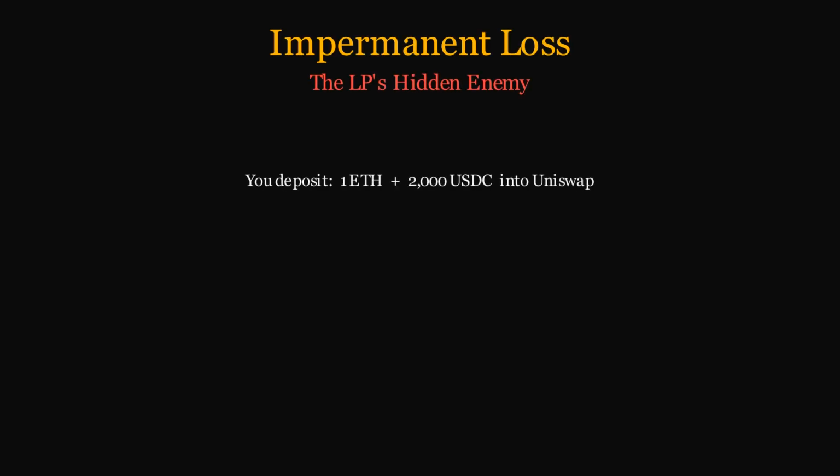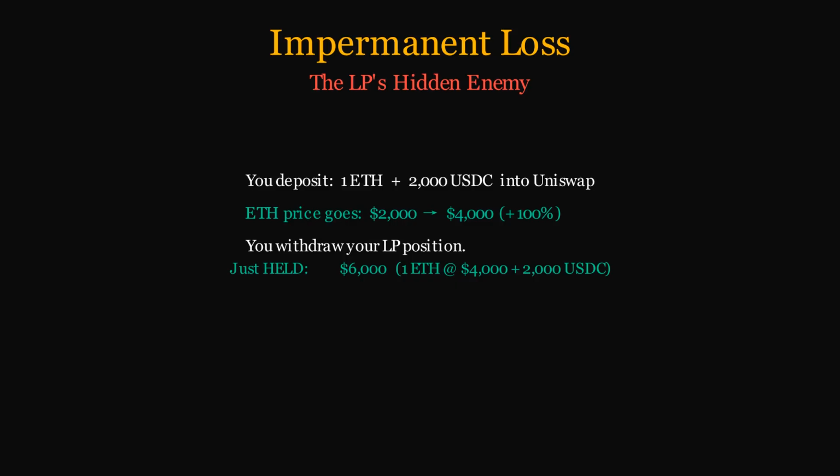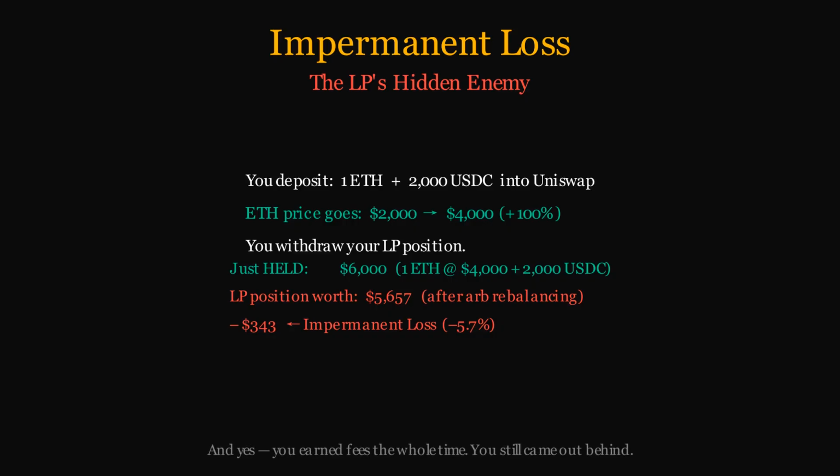Here is a scenario: you deposit ETH and USDC into a Uniswap pool. ETH goes up 100%. You withdraw your liquidity. If you had just held, your position would be worth 6,000 USDC. Your LP position is worth only 5,657, a 343 USDC shortfall. You earned fees the whole time and still came out behind.